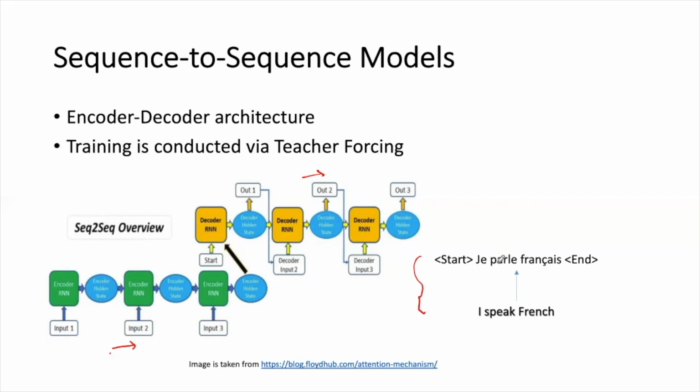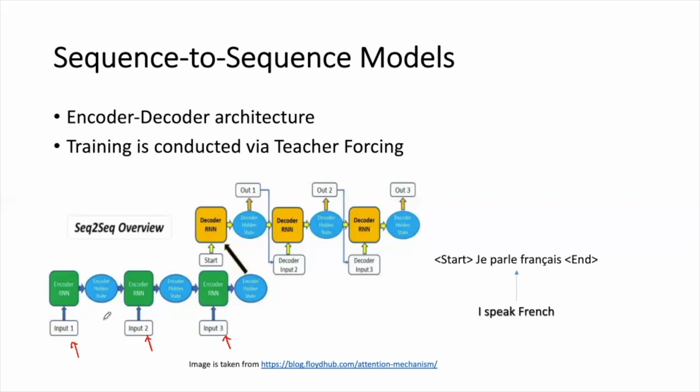In this context, let's start with the encoder part. This section is the encoder part, and this part is the decoder. To start with, in the encoder, the input sentence is first tokenized, and each word is sent one at a time. So we have input 1, input 2, input 3. These are the 3 words in the input.